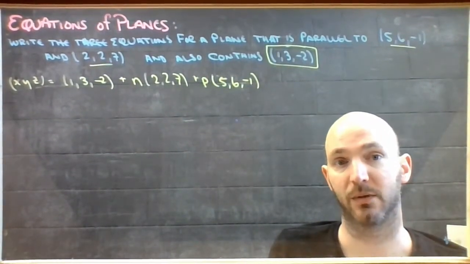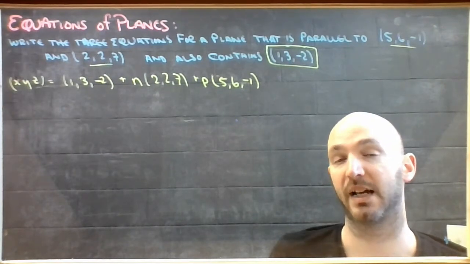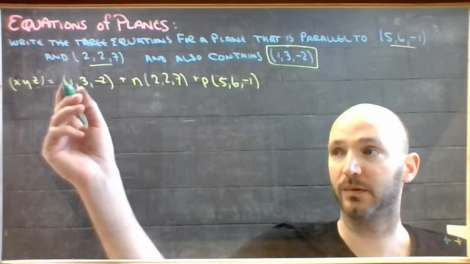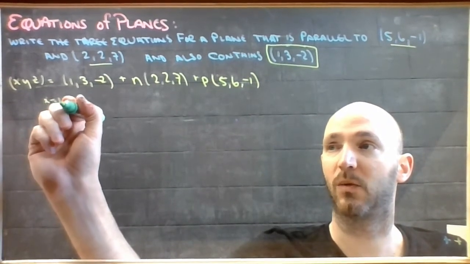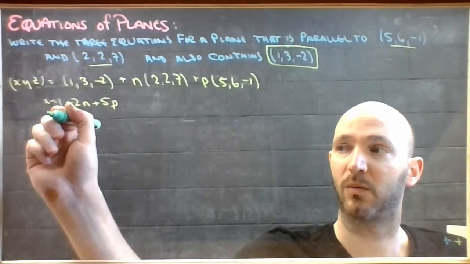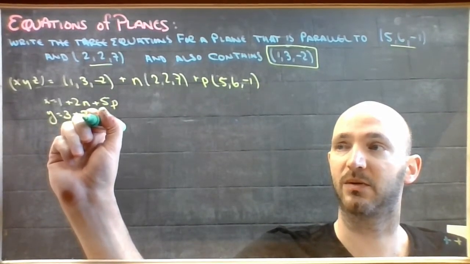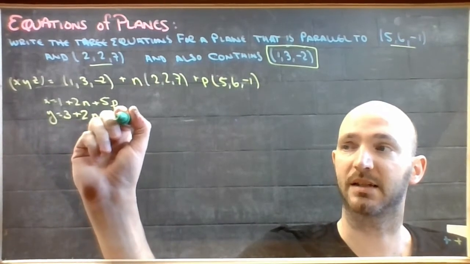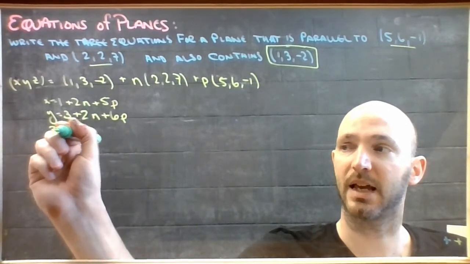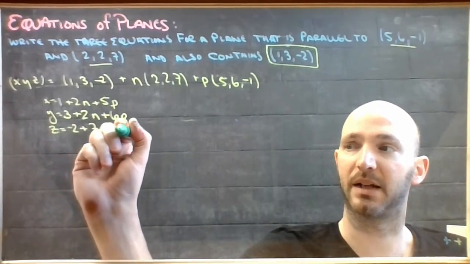So that's pretty straightforward. The parametric equations are just isolating the x, y, and z on their own. So x would be 1 plus 2n plus 5p. Y would be 3 plus 2n plus 6p. And z would be -2 plus 7n minus 1p.